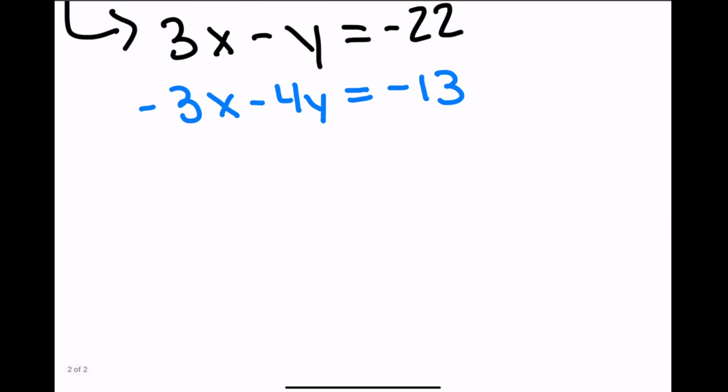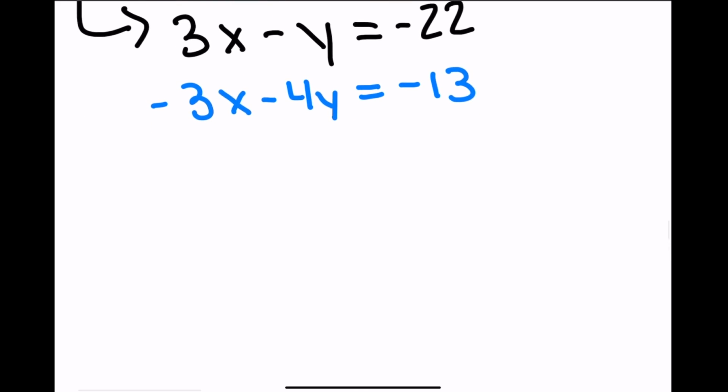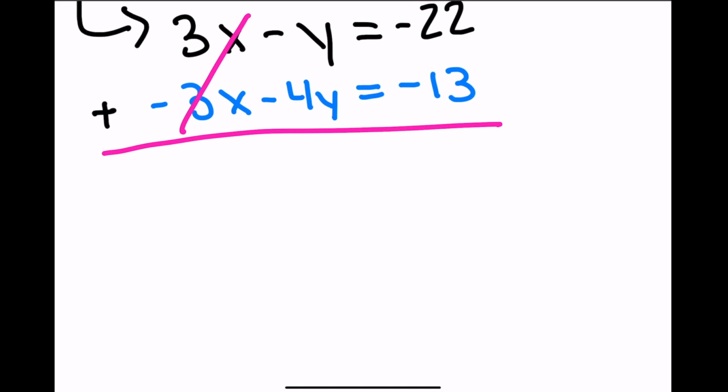Black and blue. So we have opposite signs, which means we can eliminate and move on to adding our equations here. So let's look at this. We can eliminate x's. They have been assassinated in math class. Now, we add everything else. Negative y plus a negative 4y. Remember, negative y is like a negative 1. So this is like saying negative 5y equals, add negative 22 plus a negative 13 is a negative 35.